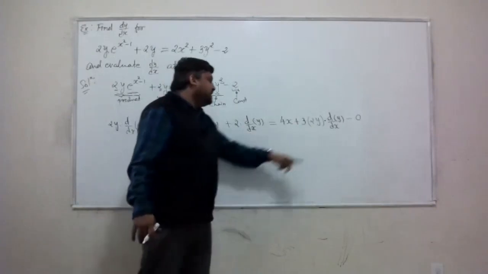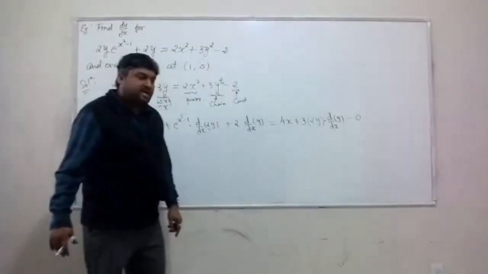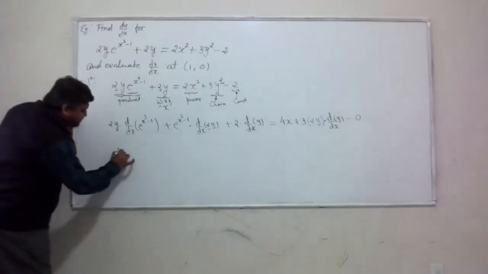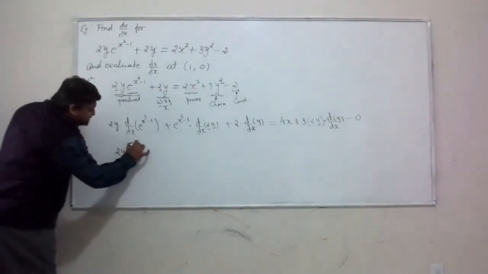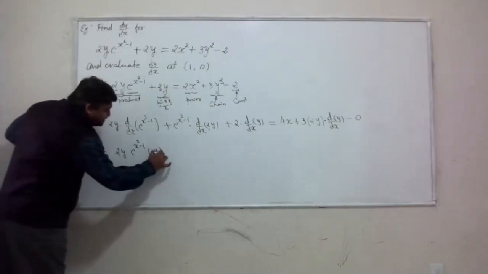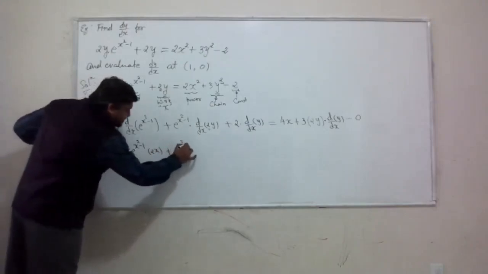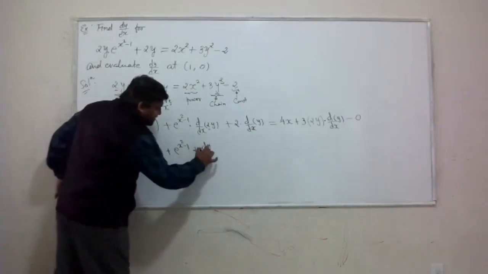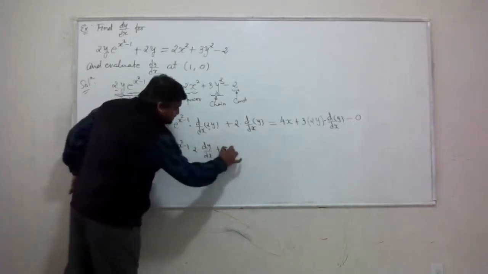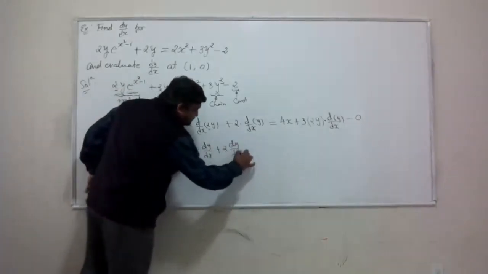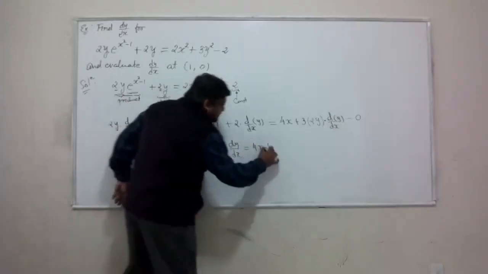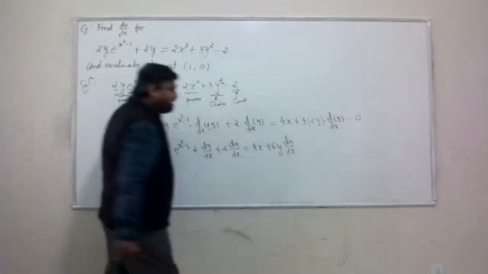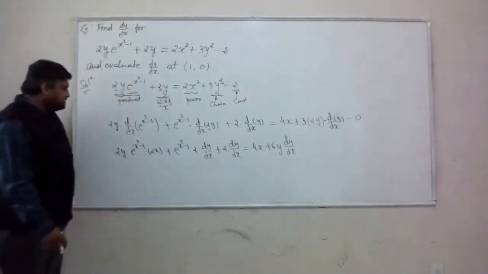This is also dy by dx, and that part is also dy by dx. Let's do that. I get 2y e to the x square minus 1 times 2x, plus e to the x square minus 1 times 2 times dy by dx, plus 2 dy by dx, equal to 4x plus 6y dy by dx. How do we solve this for dy by dx?